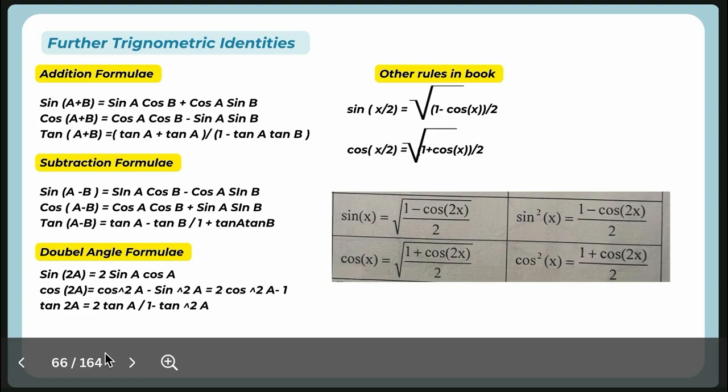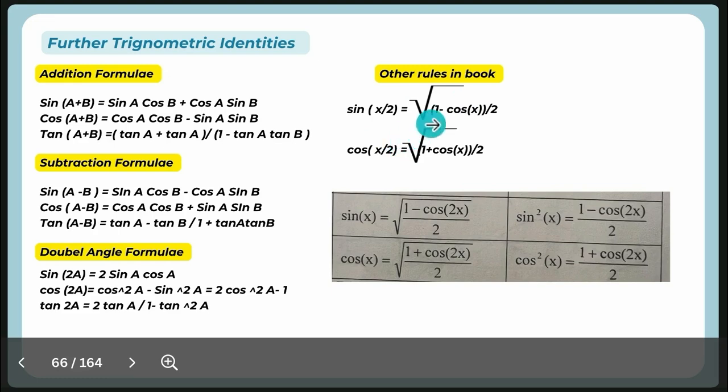Then you have your double angle formula, which is sine 2A equals 2 sine A cosine A. Then we have cosine of 2A, which is cosine squared of A minus sine squared of A, which is 2 cosine squared of A minus 1. Then tangent of 2A is equal to 2 tangent of A divided by 1 minus tangent squared of A. So these are other rules in the book.